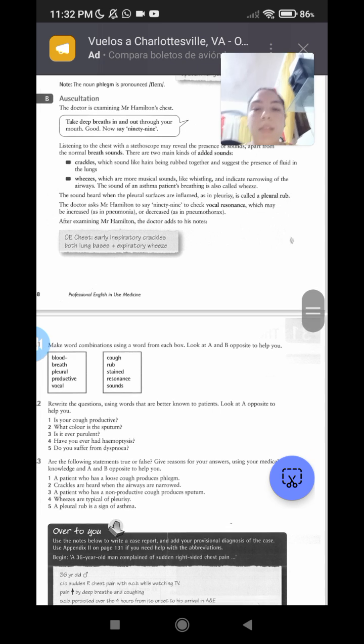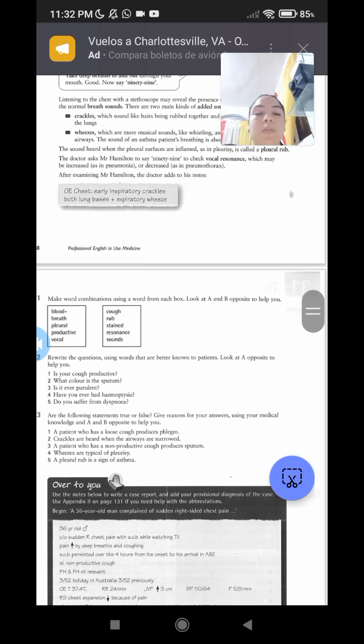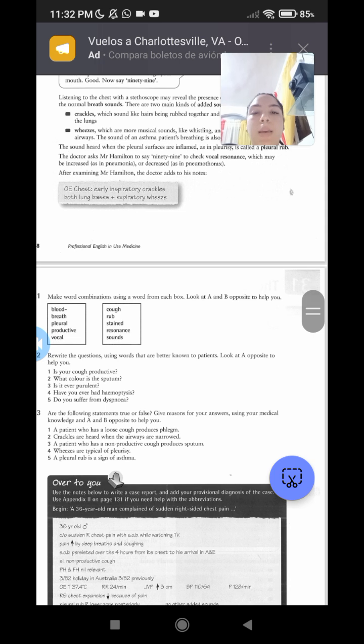The doctor asked Mr. Hamilton to say 99 to check chest vocal resonance, which may be increased in pneumonia or decreased in pneumothorax. After examining Mr. Hamilton, the doctor noted: chest, early respiratory crackles, bronchial lung base, respiratory wheezes.